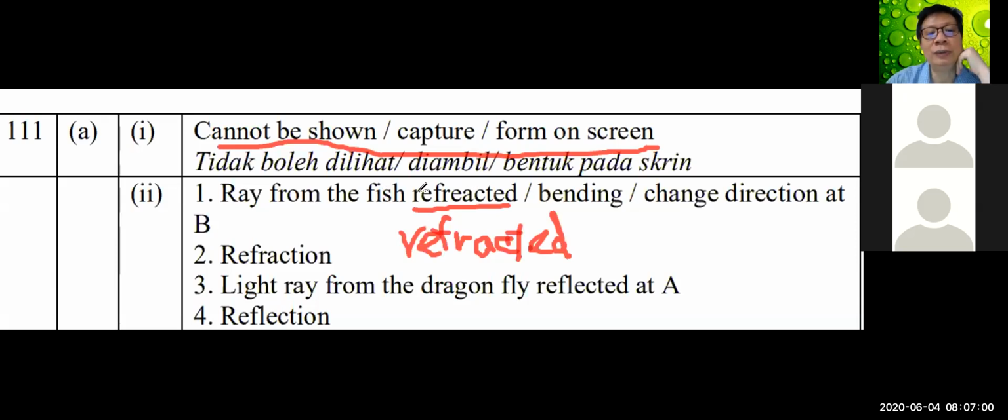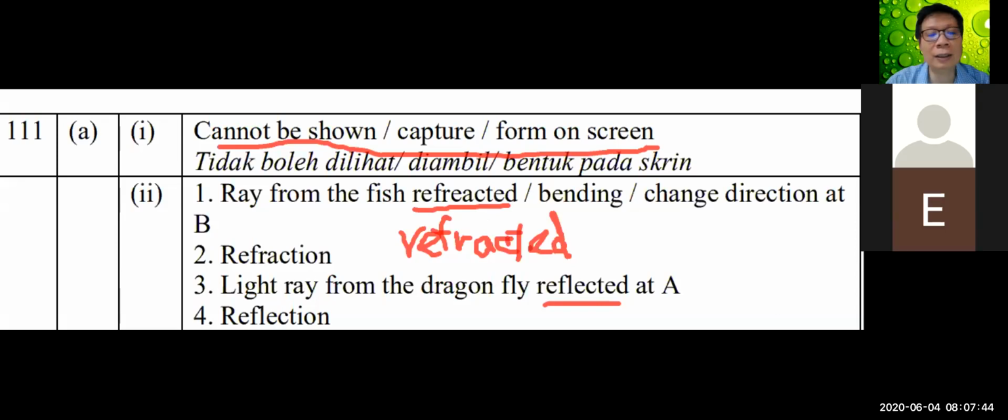The light from the fish refracted, or changed direction. So the phenomenon is refraction, whereas for the dragonfly, the light from the dragonfly is reflected. So remember, I told you just now: this one is reflection, this one is refraction. When you see the fish, it's because the light bent, the light refracted. When you see the dragonfly, it means the light got reflected. Can you all understand?